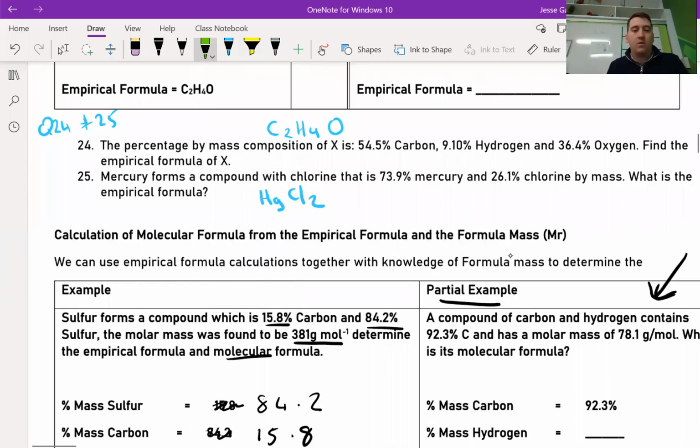In this video, we're going to learn how to do this thing here. We're going to learn how to calculate the molecular formula when we have the empirical formula and the formula mass, the MR. Now, in some problems, they won't give you the empirical formula, but using the methods we've learned in the previous videos, you can work out the empirical formula and they'll give you the formula mass and you have to work out what's the molecular formula.